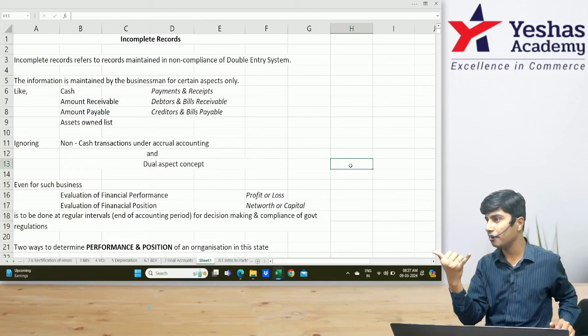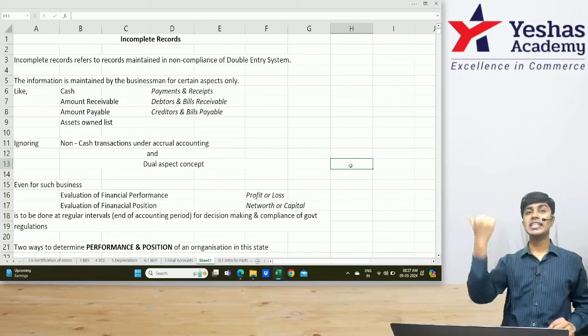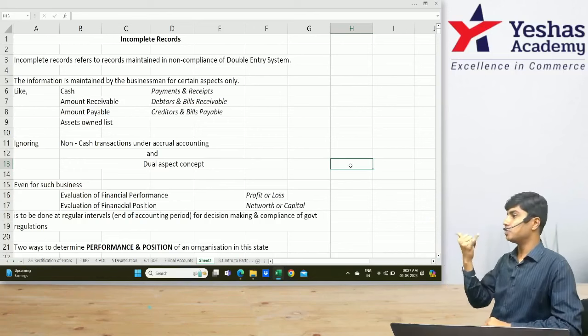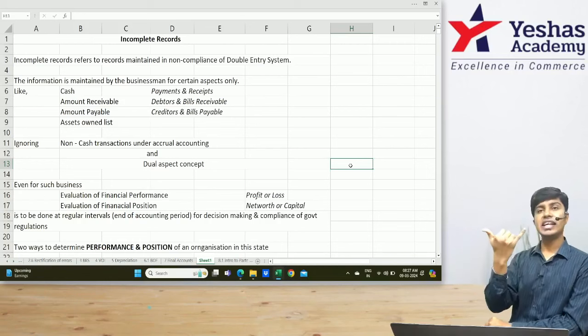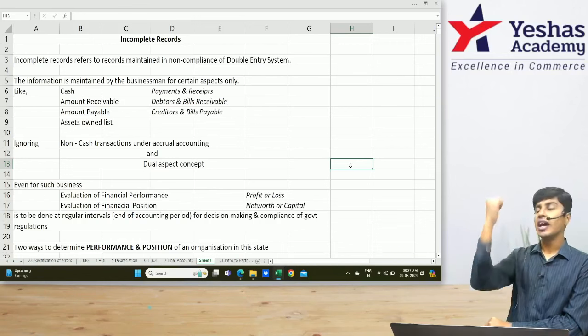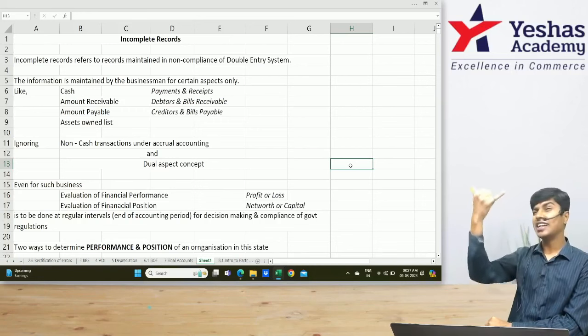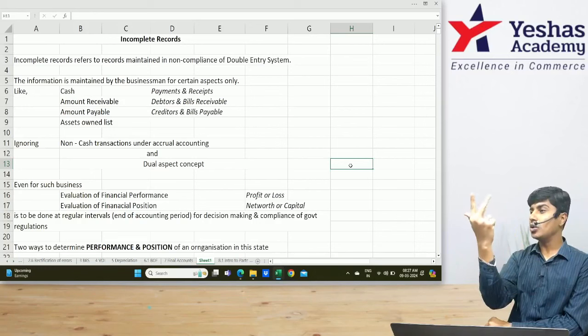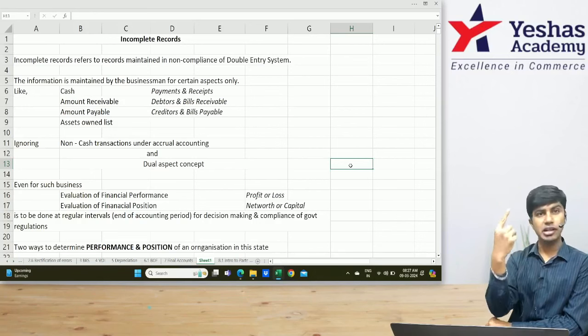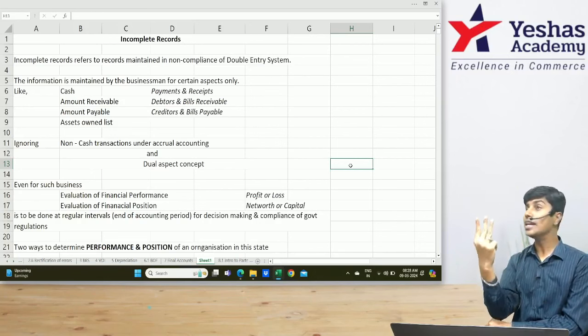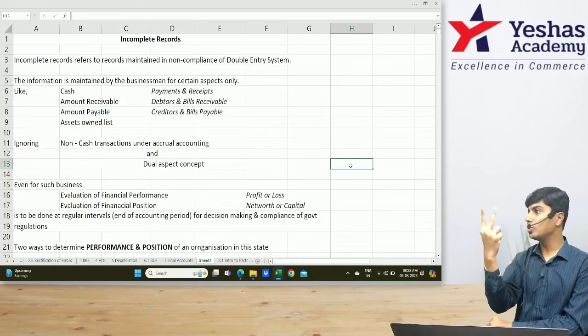So asset and expense behave similarly. Asset and expense, when they are increasing, we debit them. Asset and expense increase, debit; asset and expense decrease, credit. Liability, owner's equity, revenue: these 3 behave similarly. When liability, owner's equity, revenue increase, credit. When liability, owner's equity, revenue decrease, debit. That's it. If you know this much, you are good to start with, I would say, single entry records.